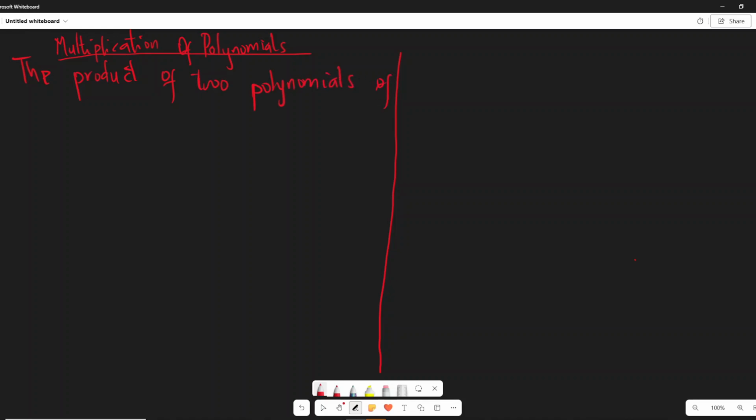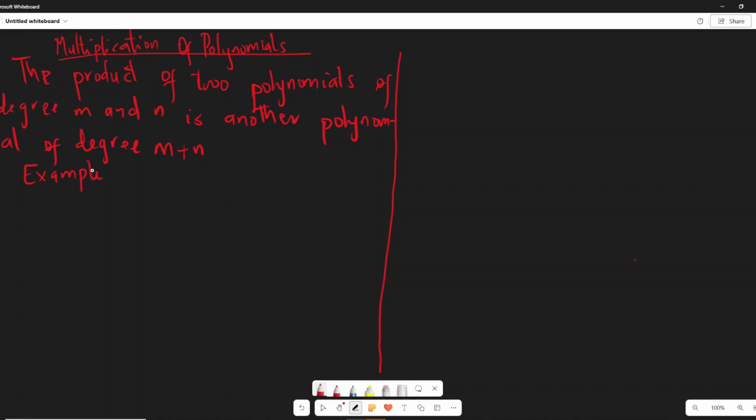of degree m and n is another polynomial of degree m plus n. Remember, the degree of a polynomial is the highest power in that polynomial. You will see the reason why we gave that definition.